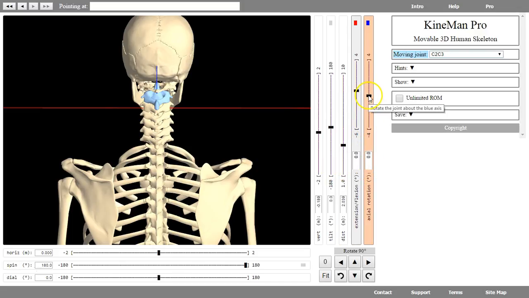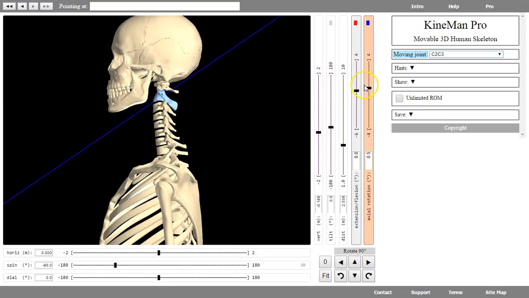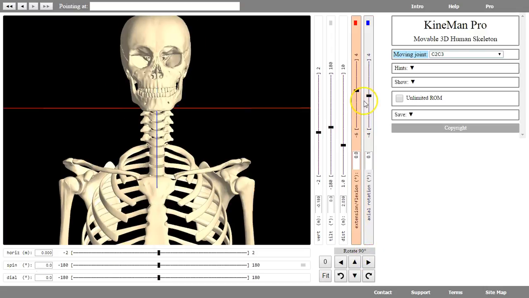This is what it would look like. This is what it looks like from the lateral view. And this is what it looks like from an anterior view.